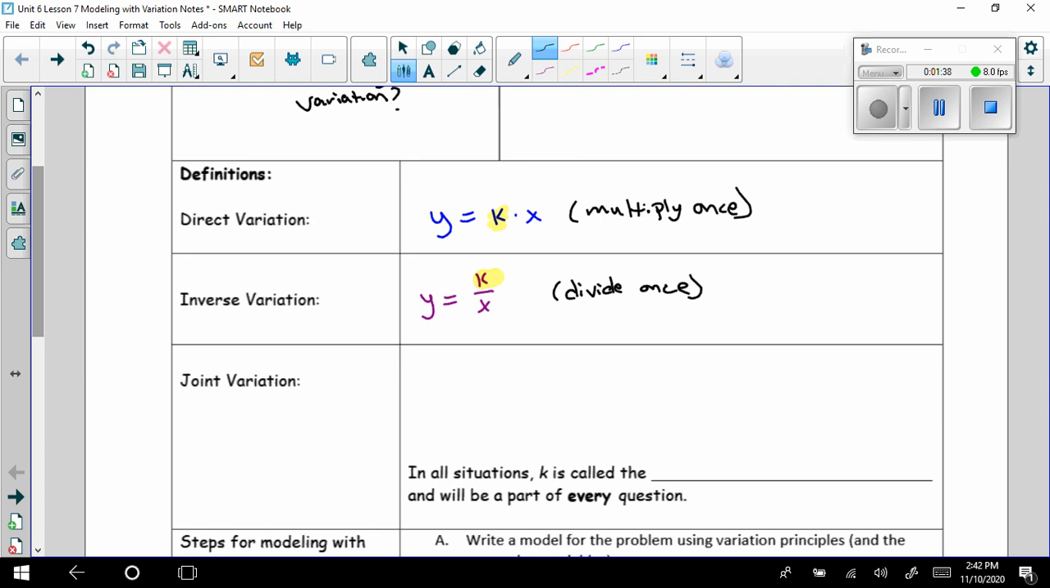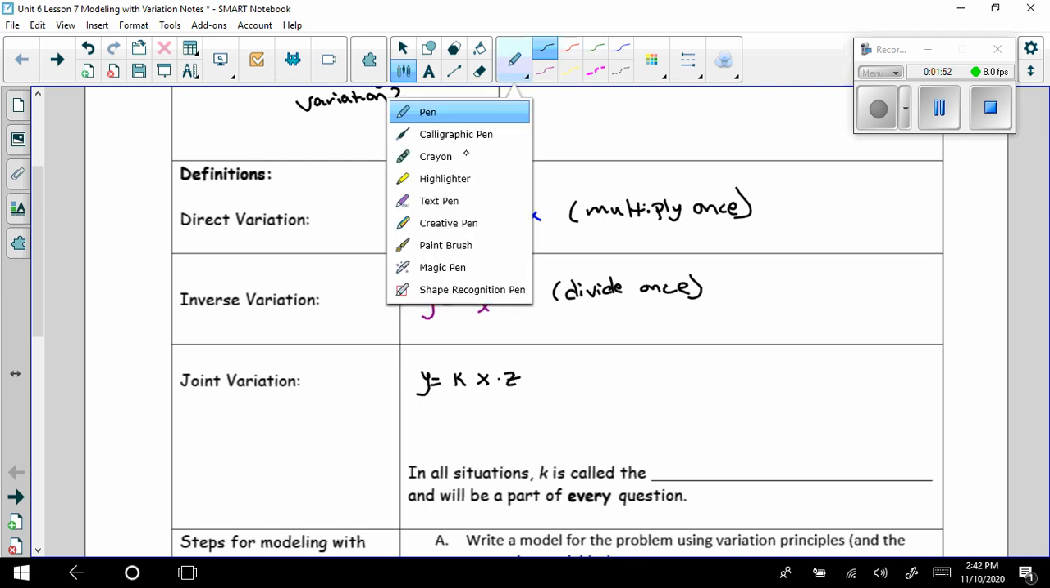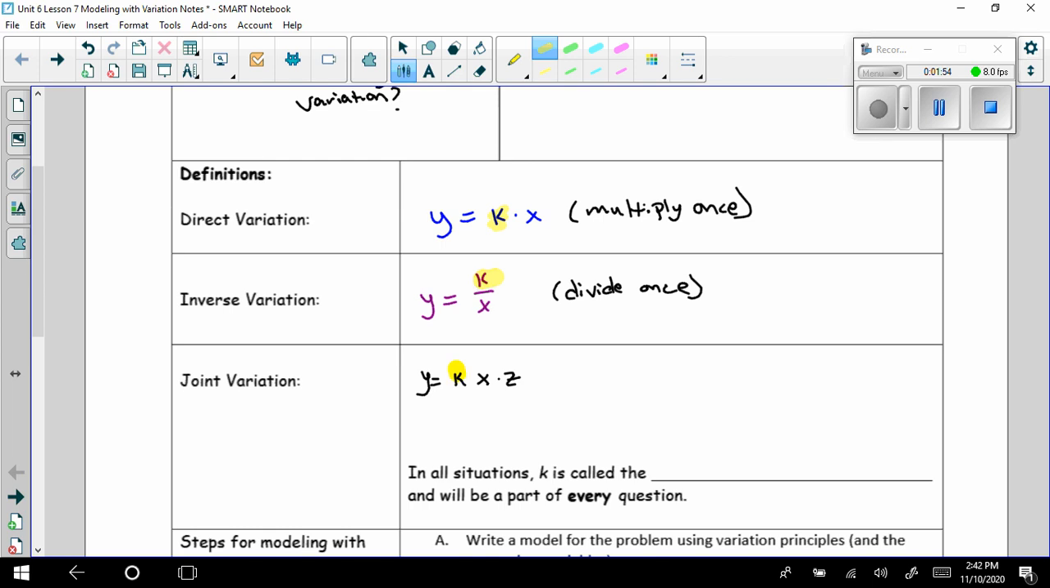The joint variation, we're going to kind of combine those two ideas. So you have y equals k x times z, where you still have your k, but you are going to multiply twice.